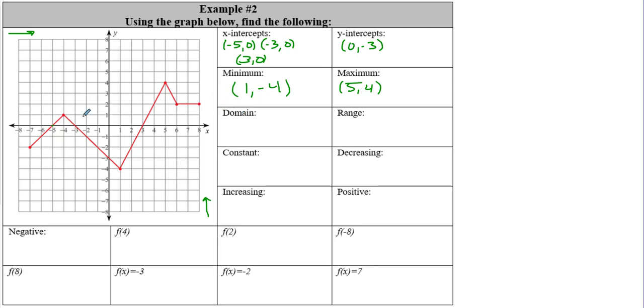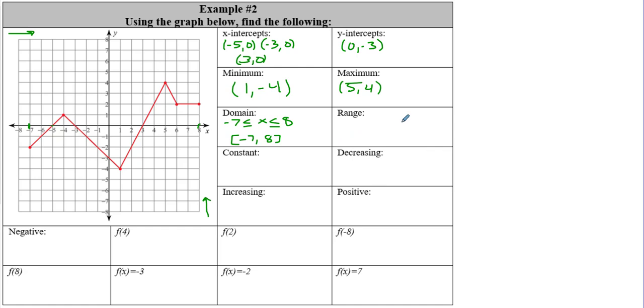So here for the domain, I want all of my x values from left to right. What is my furthest x value to the left? That's going to be -7. If I wanted to write this in inequality notation, I am including it because I have a solid dot here, so this is going to be x is greater than or equal to -7. And I'm going all the way to +8. Again, I have a solid dot, so I am including +8. So this is inequality notation. If I want to use interval notation, which is my favorite, I would do square bracket -7, comma, +8. Remember, left to right.